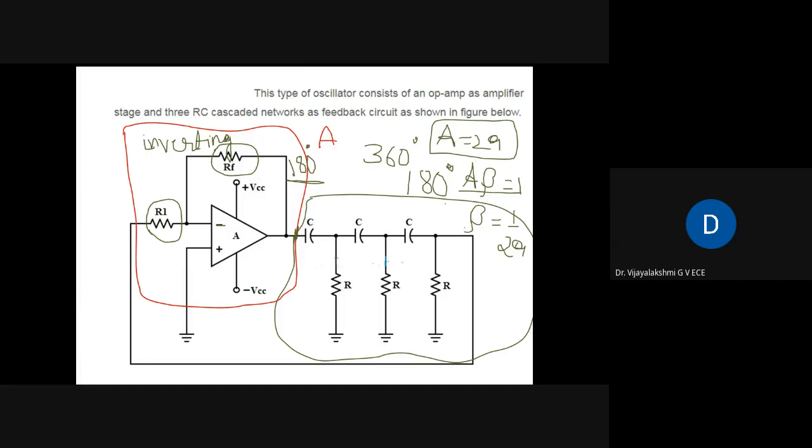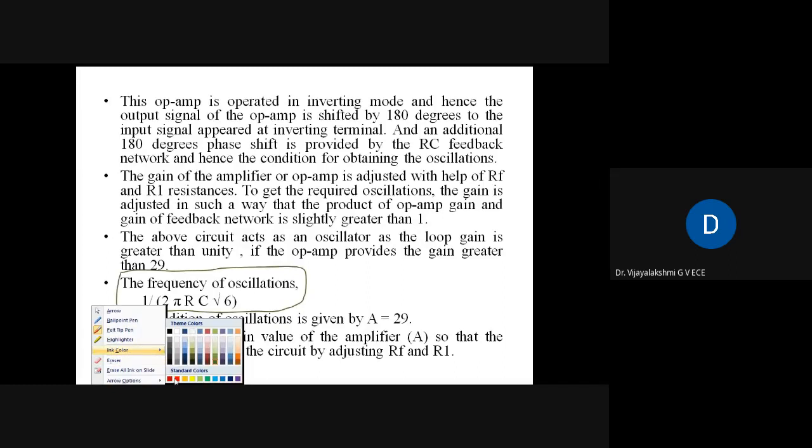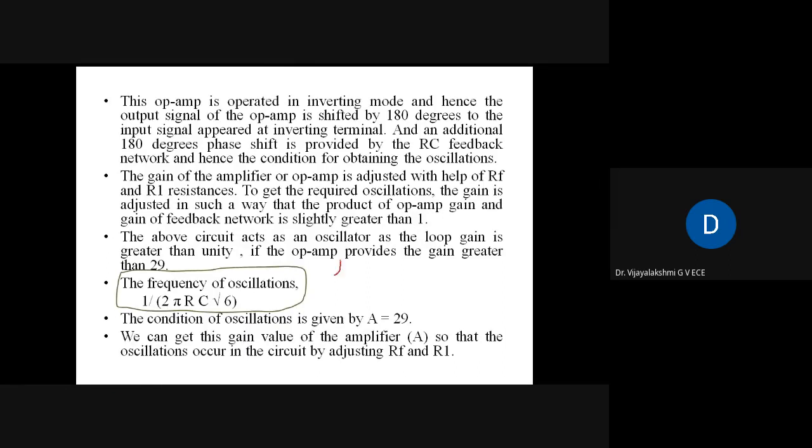Okay, the total phase shift and the product of A into beta. Next is, what is the equation for the frequency of oscillation? So on what factors does that frequency depend? Of course, on the elements which are present in the circuit. So the frequency of oscillation for the RC phase shift oscillator is given by 1 over 2 pi RC root of 6. Okay. So this is the frequency of oscillation. So f is equal to, okay, I'll just write here itself.